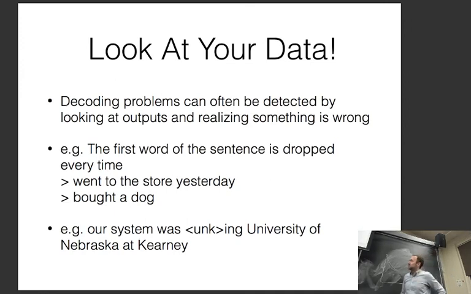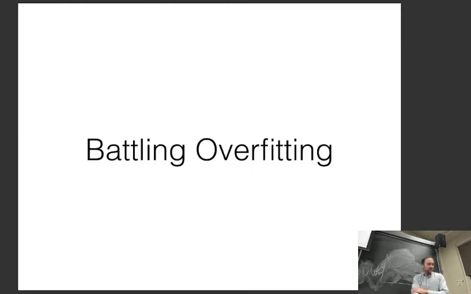So this is my favorite one. Our system was making University of Nebraska at Kearney an unknown word. The abbreviation for University of Nebraska at Kearney is UNK. I don't actually know exactly how the person found this, but I think our vocabularies didn't match or something like this. But if you look at your data, sometimes you can realize these strange errors as well. Okay, so these are the problems of training time and decoding time, or training time and inference time mismatches.